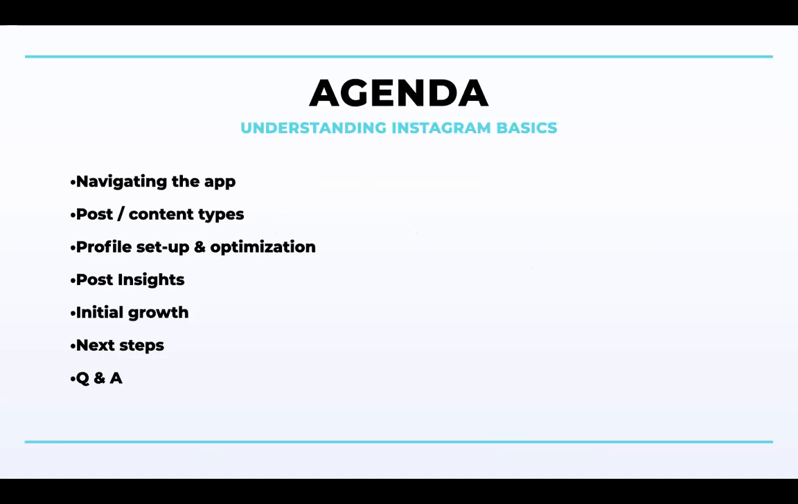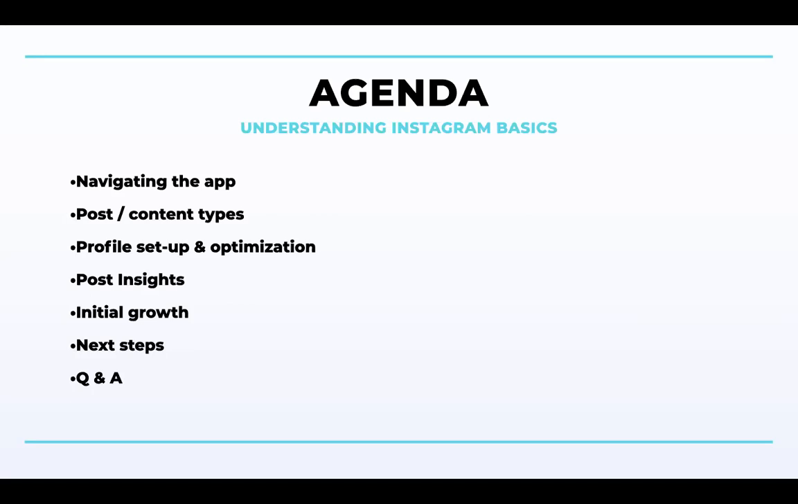All right, so the agenda that we're going to go over in the next 30-40 minutes is we're going to start with how to navigate the app. So just some basic moving through that kind of stuff. Post and content types. So all the different types of posts. Now there's Instagram Reels. So there's so many different types of posts that you can do on Instagram. Profile setup and optimization, as well as just learning about some of the insights.